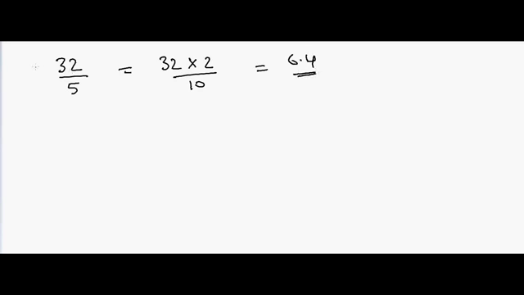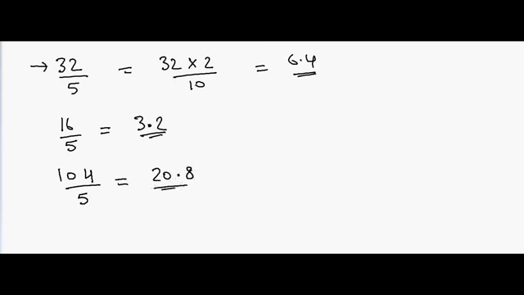So all you have to do is take the double of the numerator and then put a decimal there. Another example: suppose I have 16 and I want to divide by 5, so the answer is 2 times 16 is 32, and then put a decimal here, so that's your answer. Again, if I have 104 to divide by 5, what would be the answer? 2 times 104 is 208, then a decimal here, that's your answer.